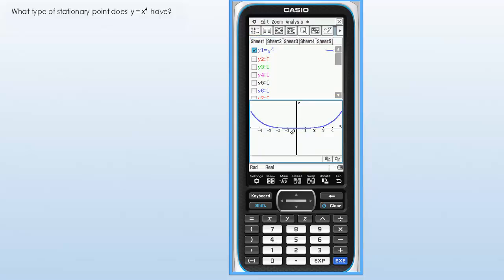Now we can see that it has a local minimum. So it's got a local minimum. And now let's do it using calculus. So y is x to the 4. dy dx is 4x cubed. And then 4x cubed equals 0 means that x is 0.